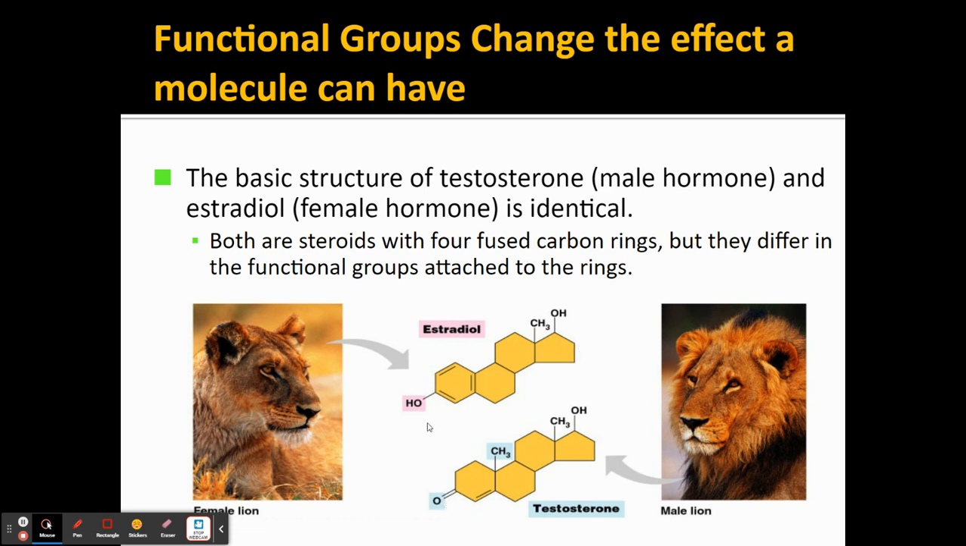But let's look at these functional groups. Here is a hydroxyl group, and here is a methyl group. Well, the addition of the methyl group and the subtraction of a hydrogen turns estradiol into testosterone. This is the male sex hormone. This is the female sex hormone. They look pretty much the same, but boy, they sure have some differences now, don't they? Okay, so functional groups, really, really important.